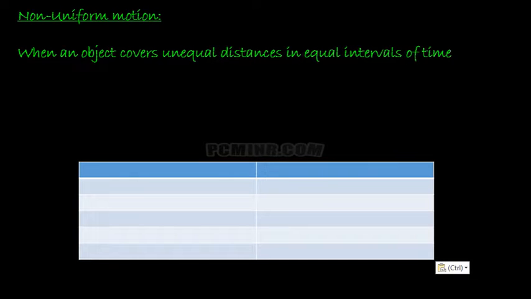But on the other hand, if an object covers unequal distances in equal intervals of time, then the motion would be non-uniform. Like for example, now we say x and t. Now I'm keeping the same intervals, 3 seconds, 3 seconds and 3 seconds, and the distance you're covering might be 2 meters, then you covered 3 meters, maybe then you covered 5 meters, then you covered 4 meters, and then again you covered 2 meters.